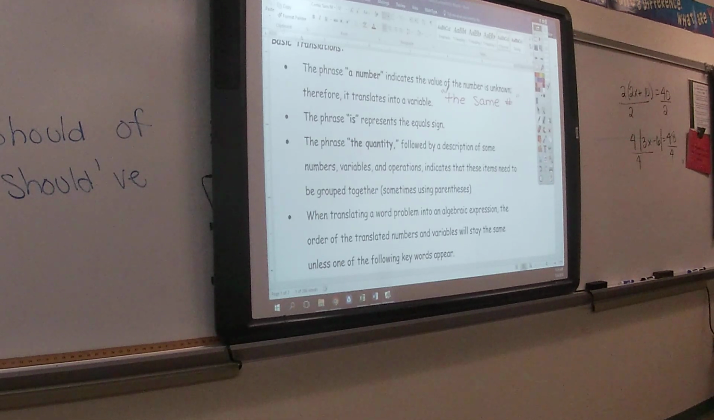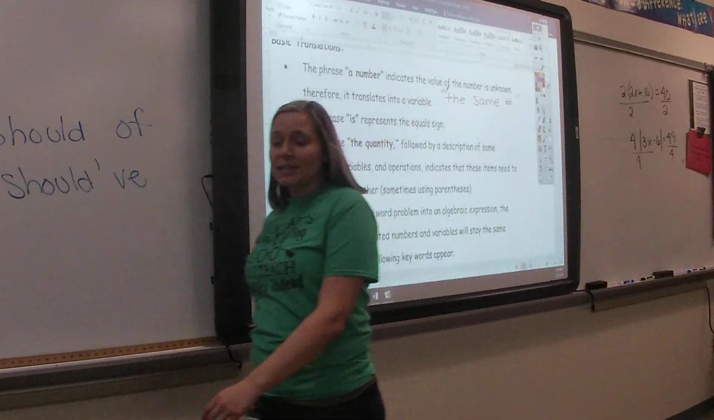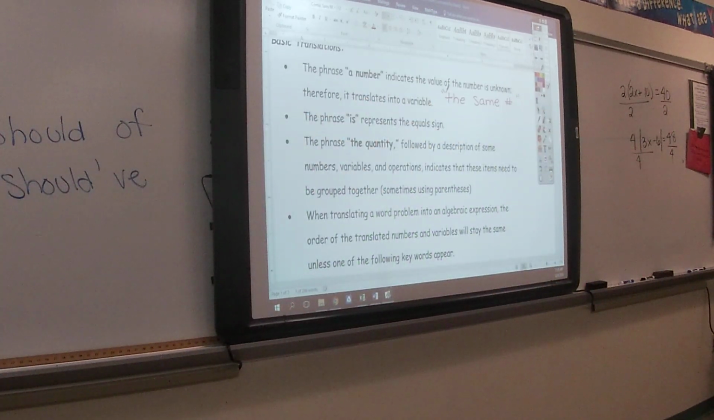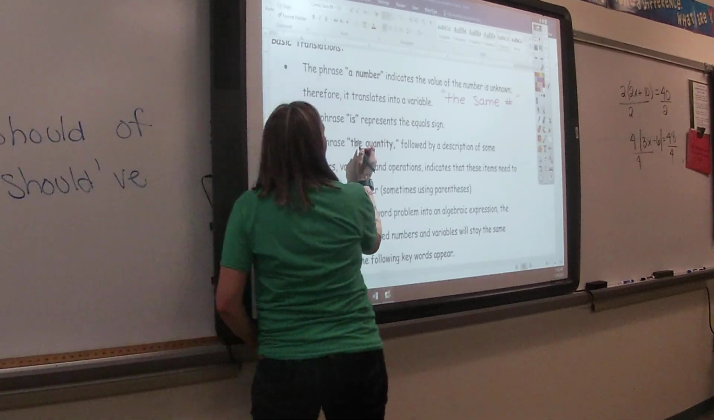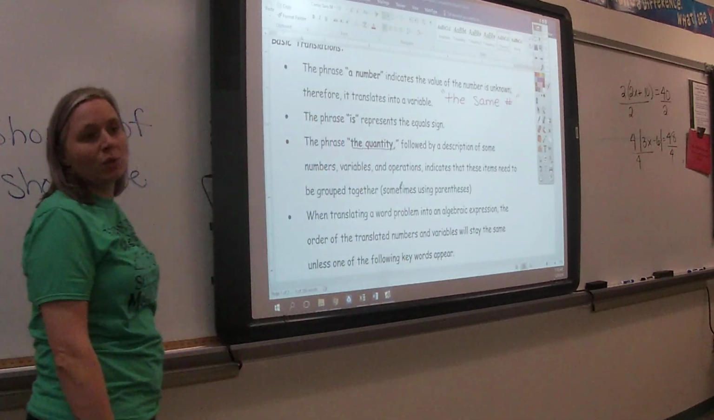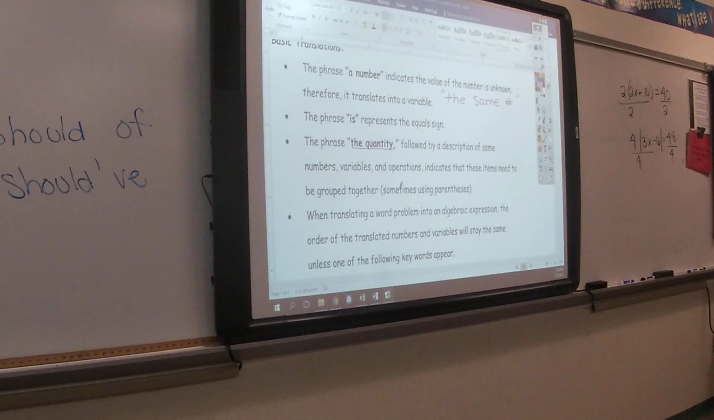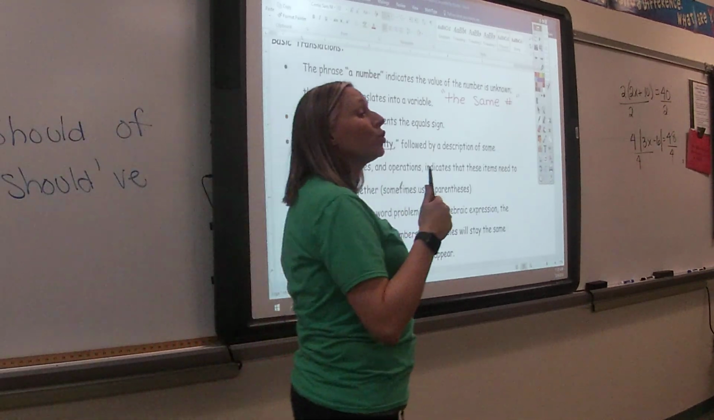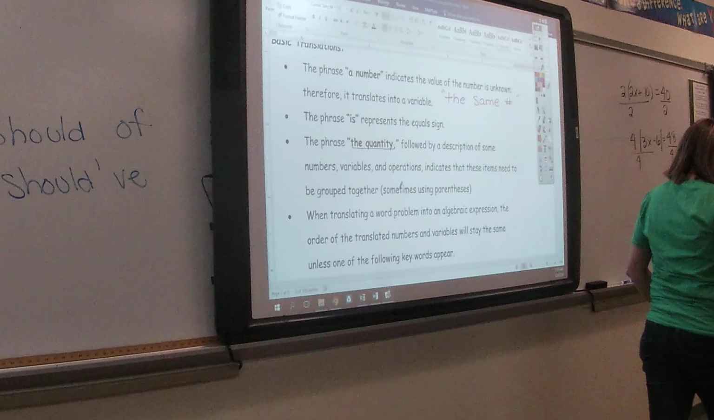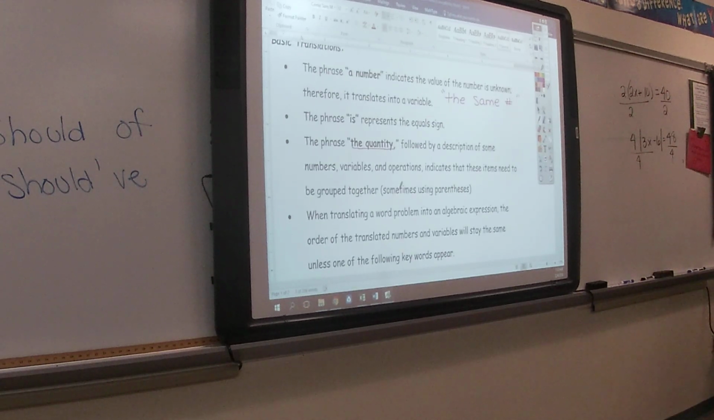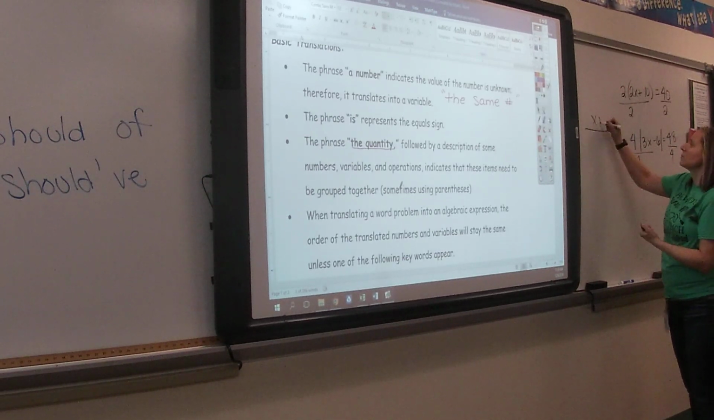The phrase is represents an equal sign. So anytime we're seeing anything with is, that's an equals. Anytime that we see the quantity, this is a huge one that students miss all the time. The quantity tells us that we need to group something together. In math, we typically group things with parentheses, so most of the time that means you have to have parentheses. If you're not sure, put parentheses anyways. Because sometimes we don't write them even though they're actually there.